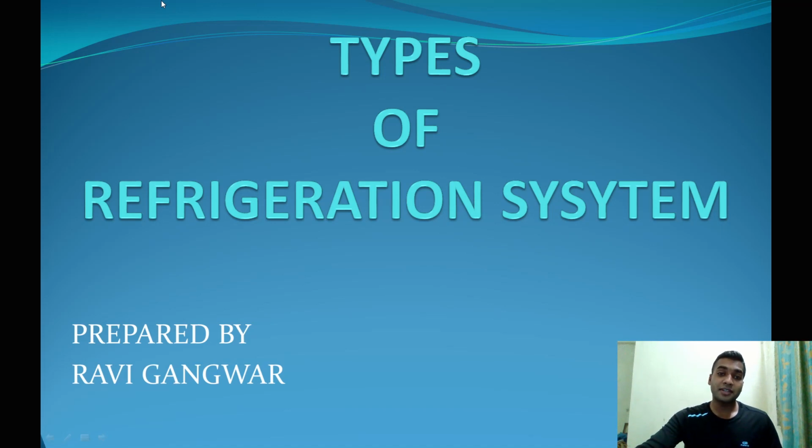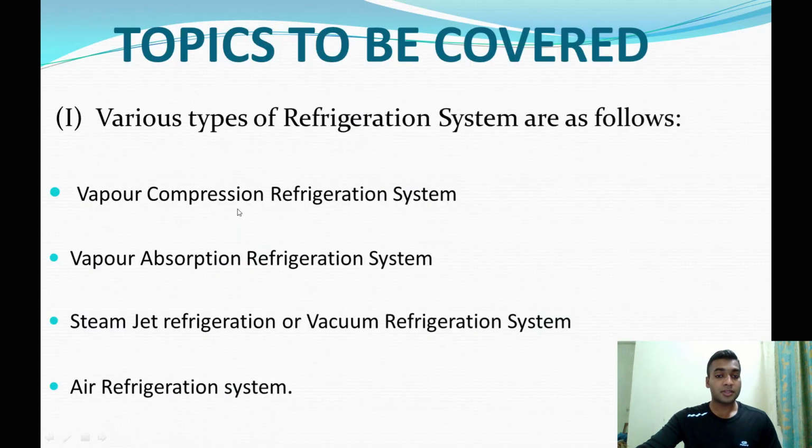In my previous lecture, I briefly discussed the performance parameters of refrigeration. Now in this lecture, I'll be teaching the types of refrigeration system. They are vapor compression refrigeration system, vapor absorption refrigeration system, steam jet refrigeration or vacuum refrigeration system, and air refrigeration system. In this lecture I'll be teaching only the first two refrigeration systems.